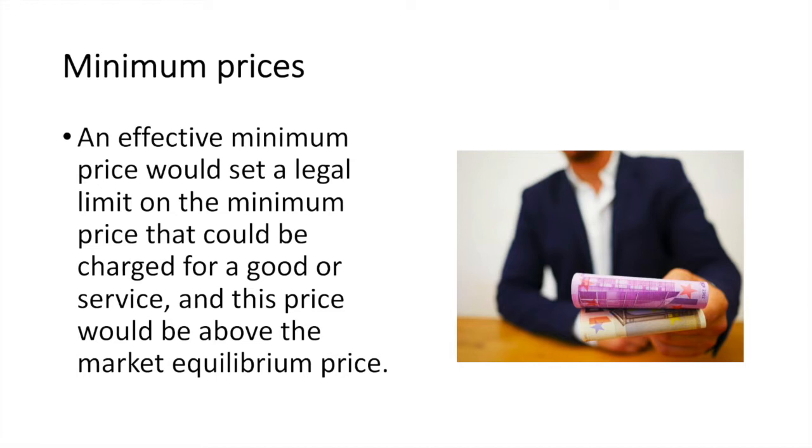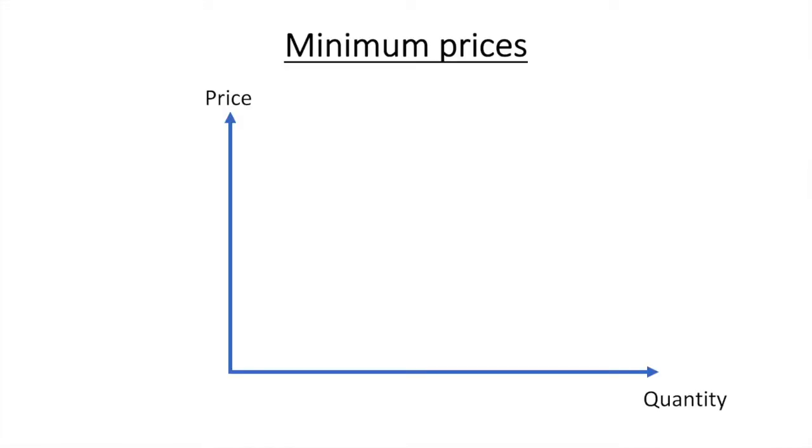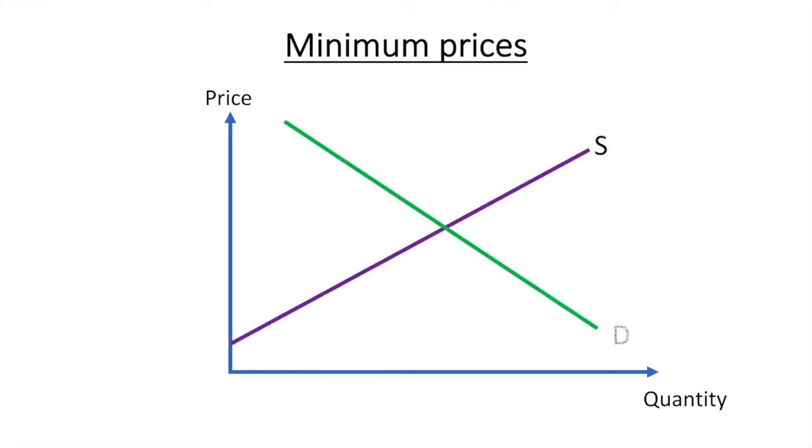We commonly use the example of a minimum wage to explain this concept. Let's take a look at how that would affect a market. Suppose the government wanted to impose a minimum wage above the equilibrium wage rate of P star. At the equilibrium wage rate, there is an equilibrium quantity of Q star.